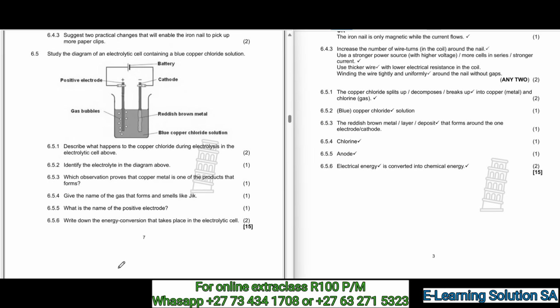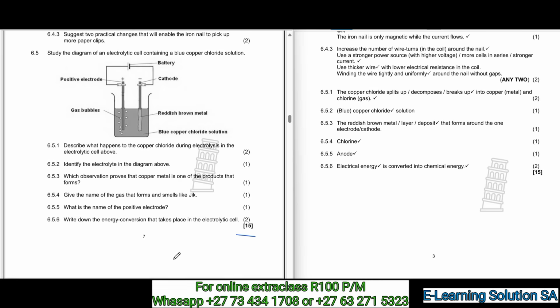Okay, so 6.5, study the diagram of an electrolytic cell containing the blue copper chloride solution. You pause, you check the questions and also the answers. It's 15 marks allocated. Just check the questions and answers, pause the video, then you'll be able to check everything so that we move in time. Okay, I believe you did so.